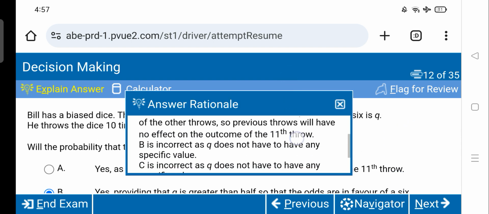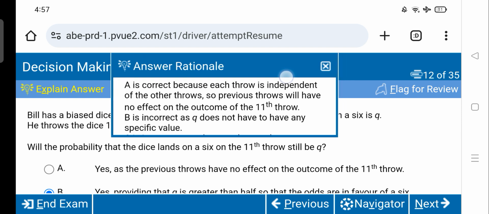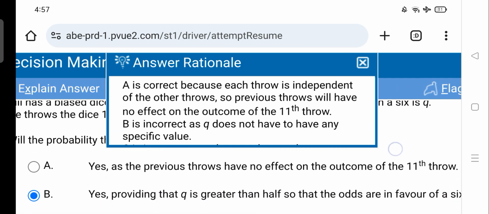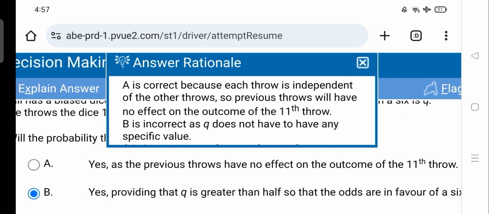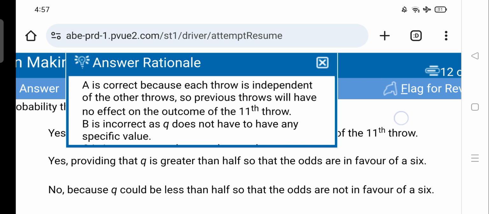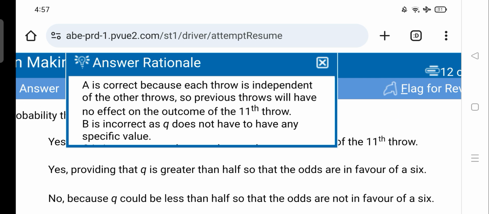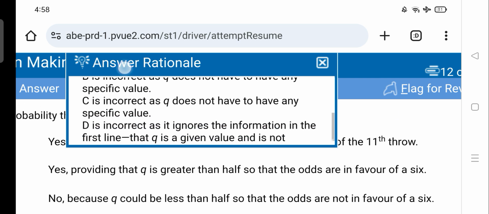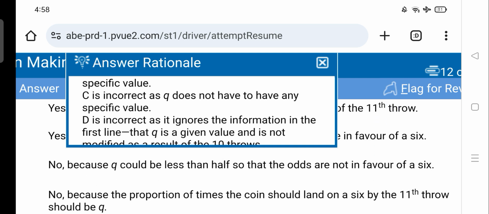So here the correct option is option A, because each throw is independent of the other throws. So previous throws will have no effect on the outcome of the 11th throw. B is incorrect as Q does not have to have any specific value. C is incorrect as Q does not have any specific value.